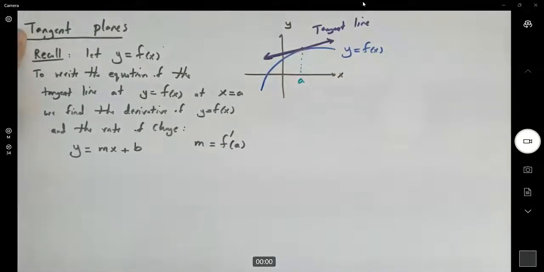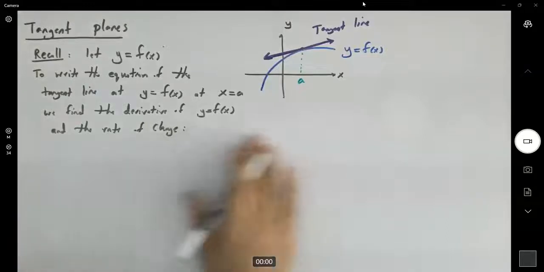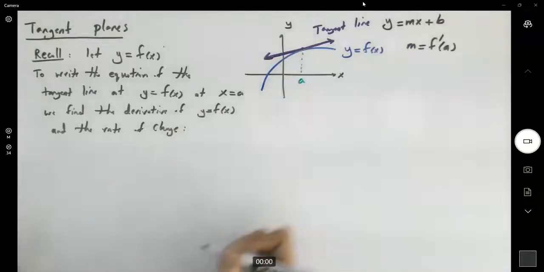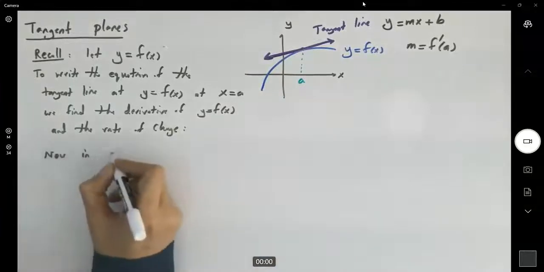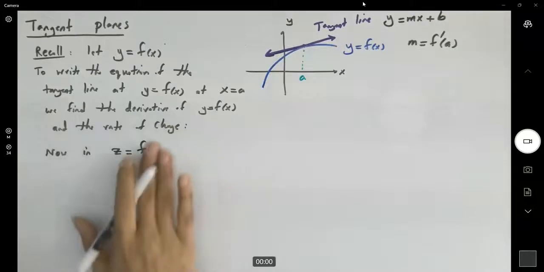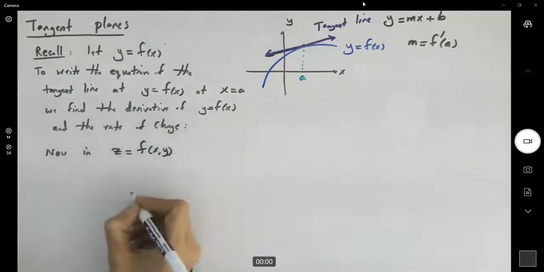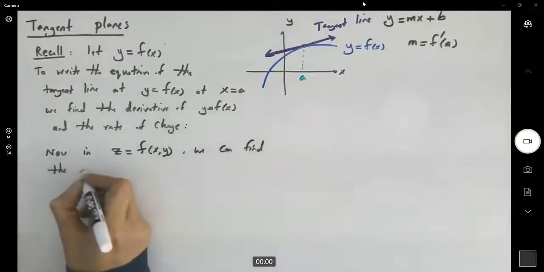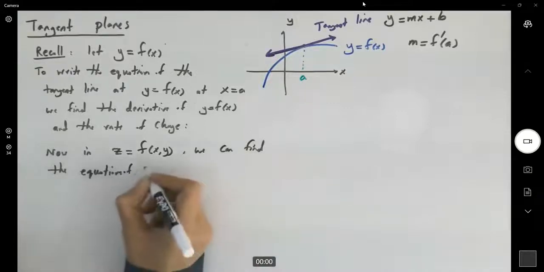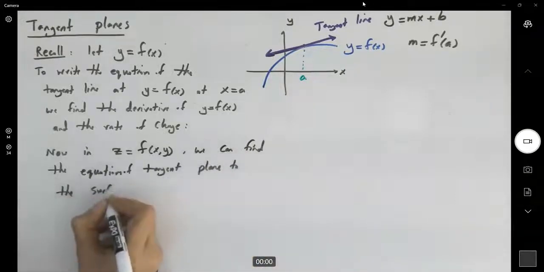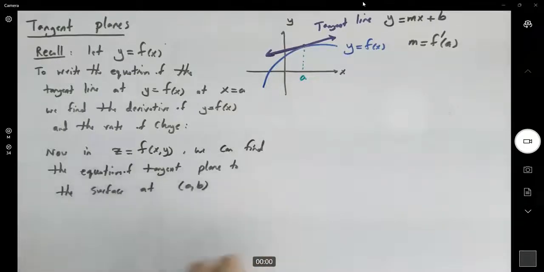Now in multivariable calculus, instead of having a line, we're going to have a plane. So y equals mx plus b, and m is f prime at a. Now, in multivariable calculus, two variable functions, z is f of x and y. It means that we have a surface. We can find the equation of the tangent plane to the surface at a point a and b.